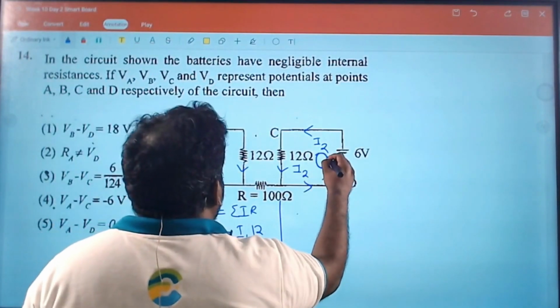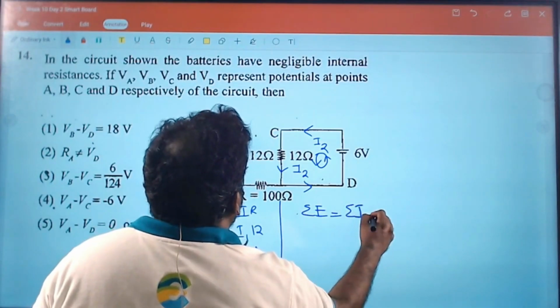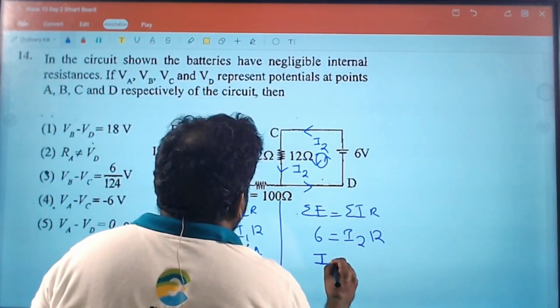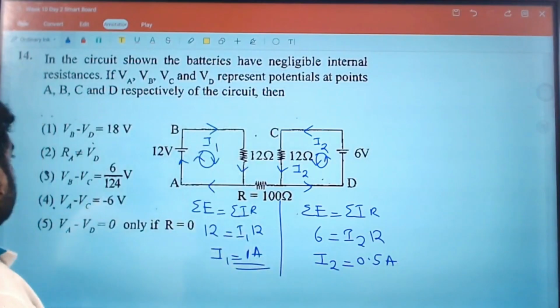Apply Kirchhoff here. Sum of EMF, sum of potential differences. 6 equals I2 times 12. I2 is 0.5 amperes. Now what?